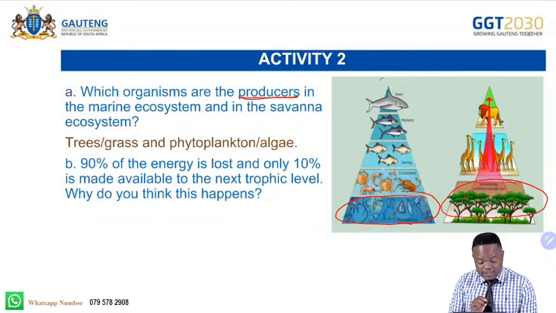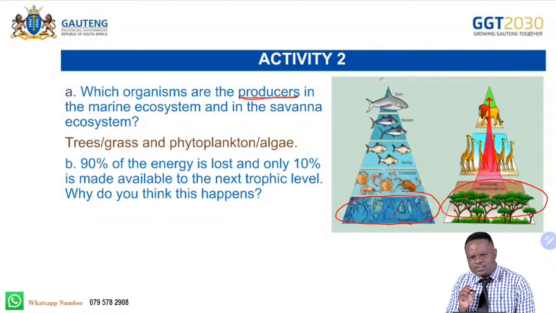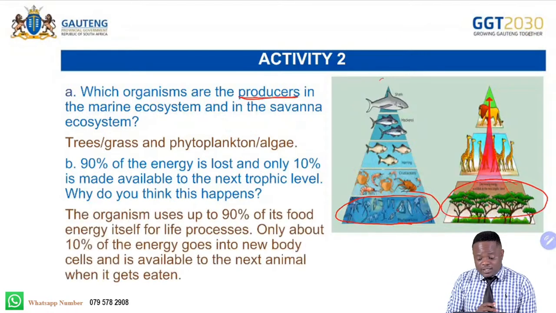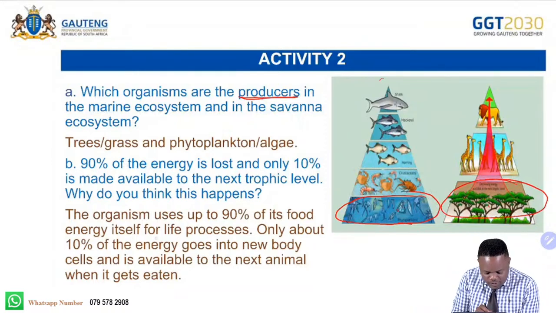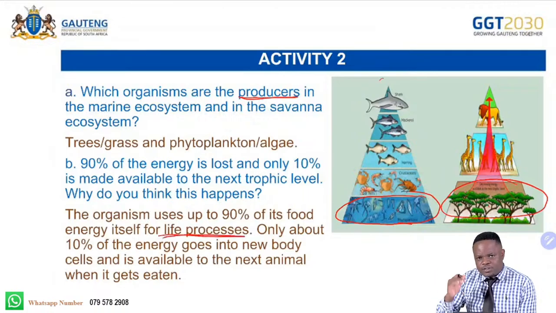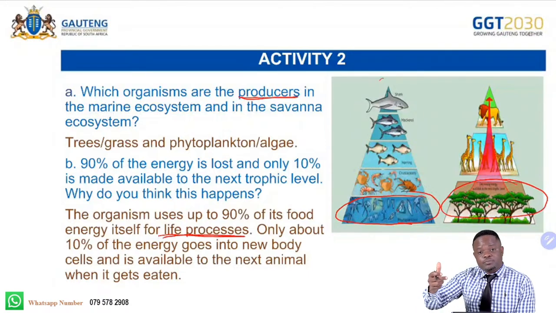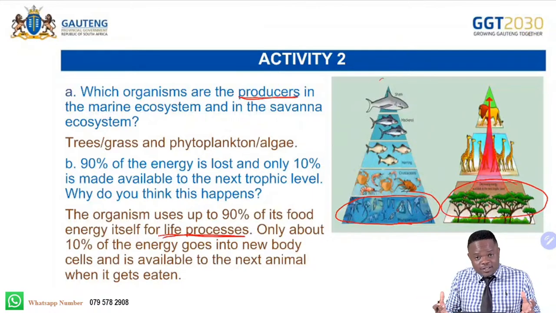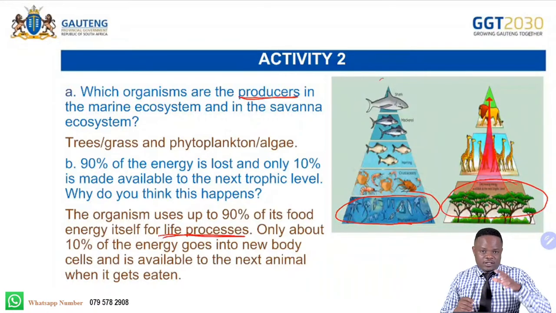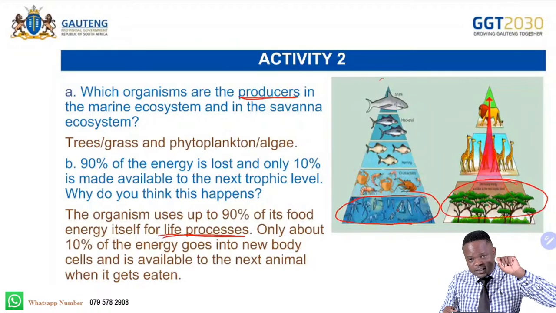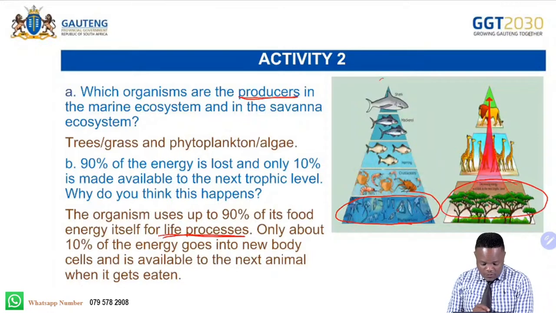Then we're saying 90% of the energy is lost and only 10% is made available to the next trophic level. Why do you think this happens? Remember, some of the energy is used for the life processes of the consumers. The organism is going to use up 90% of its food for the life processes, the seven life processes: movement, reproduction, excretion, nutrition, and so on. Then only about 10% is used for new body cells, and these body cells are the ones available for consumption by a predator. If a rabbit grows new cells, those are the ones that are going to be eaten by the predator, contributing to that 10%. I hope that makes sense.